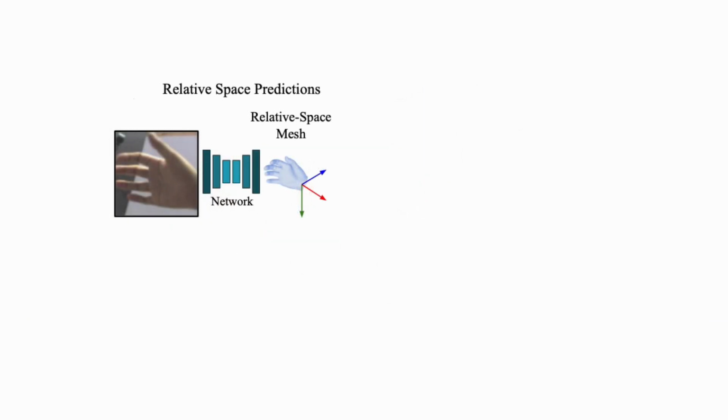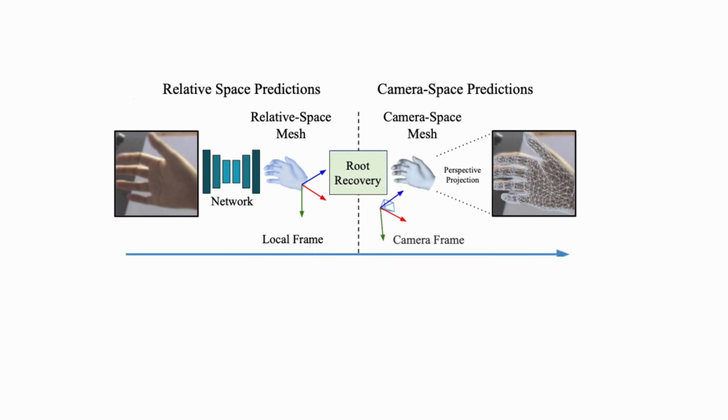To produce 3D hand meshes in camera space, previous work typically predicts meshes relative to a root joint, and then lifts the predictions to 3D in a subsequent independent stage. However, because all learning usually occurs in the relative space with close-ups of the hands, the more global camera space context is often lost at this stage.